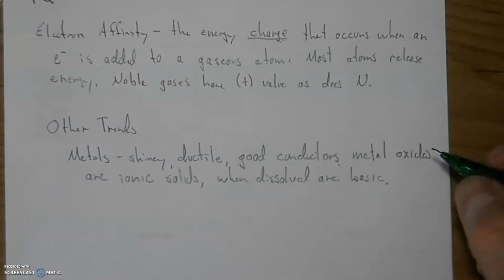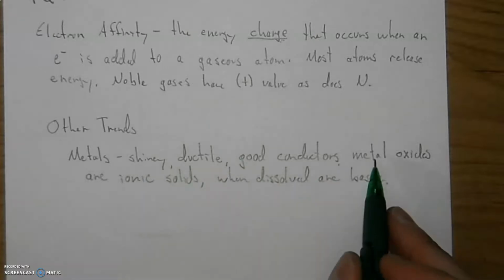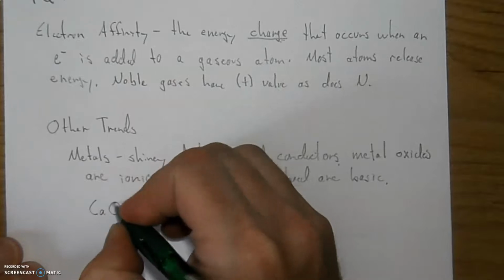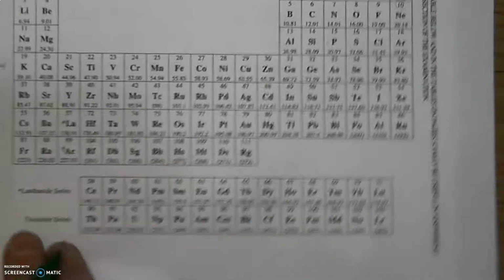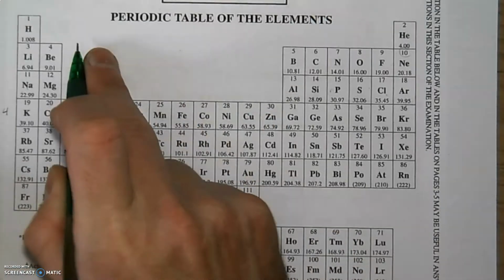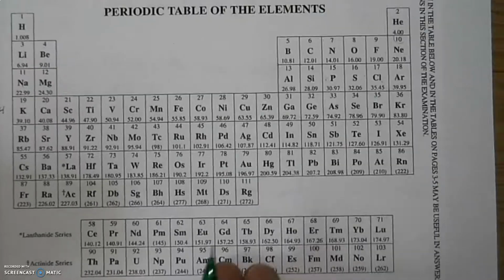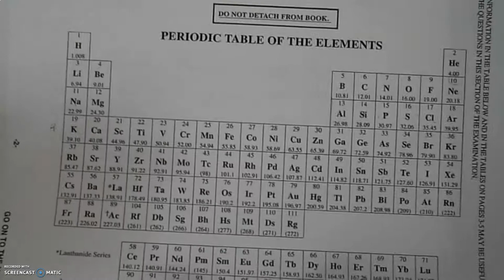So let's talk about these a little bit. This part we're probably fine with. Metals are shiny, they're ductile, they're good conductors. But when you mix a metal with oxygen, for example, we'll just say calcium oxide, that's a metal oxide. They're considered ionic. And the reason they're considered ionic is because they're on opposite sides of the periodic table. Anytime you have a metal and a non-metal, and they react together, it's going to be ionic. Okay, fine with that. When they're dissolved in water, they are basic solutions.